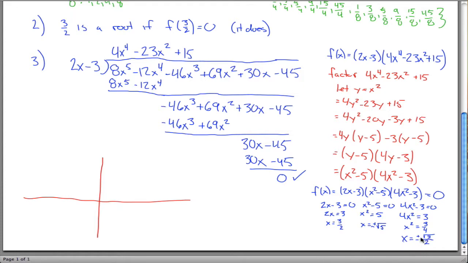Okay, so I have roots. 3/2, plus or minus the square root of 5, plus or minus the square root of 3 divided by 2. Note that the square root of 3 is smaller than 3. So the square root of 3 divided by 2 is smaller than 3 divided by 2. What I'm saying is somewhere I got root 3 over 2. And then somewhere further out I got 3 over 2. And then somewhere even further out I get the square root of 5. And I also need negative root 3 over 2 and negative root 5. Those will be all my roots.